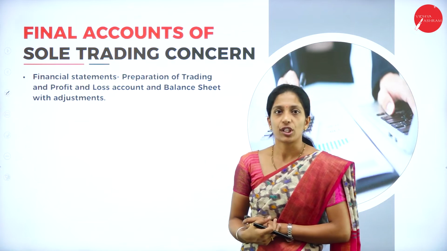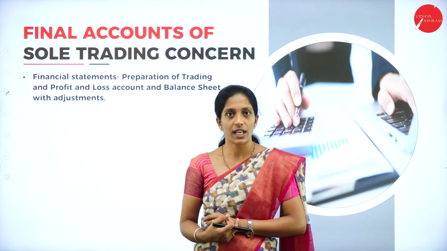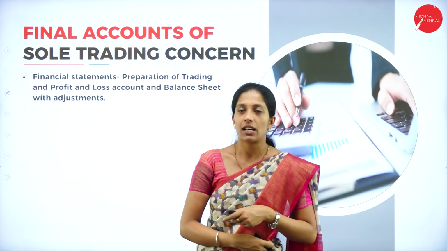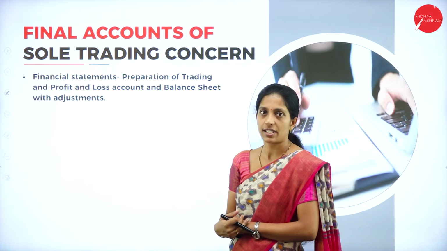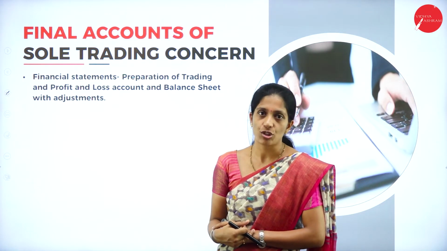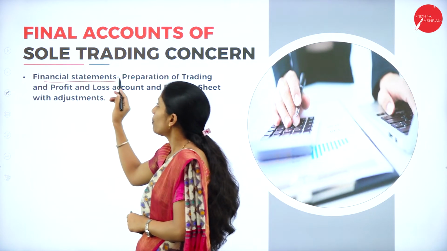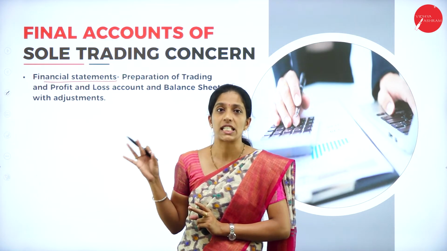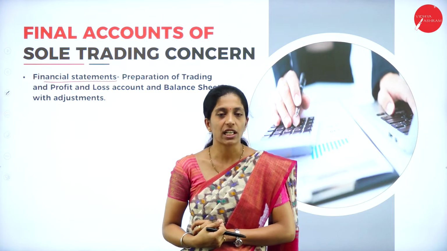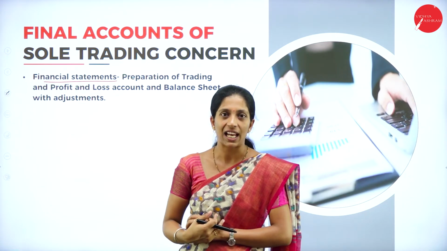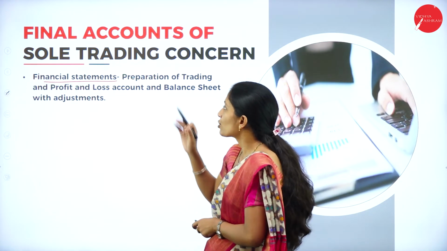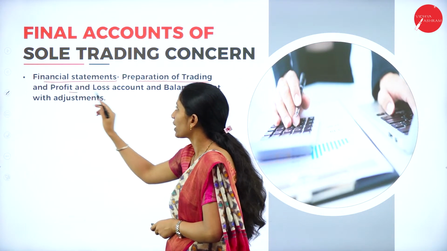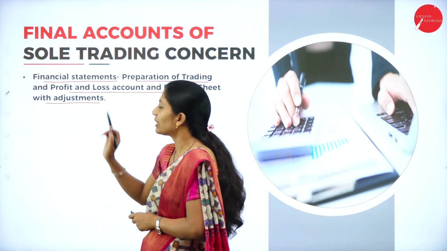Now coming to your fifth unit, you are familiar with this unit. If you are a commerce student, you have already learnt it in your PUC. That is final accounts of a sole trading concern, where you have to prepare the financial statements. So you might get a question for 15 marks, that is a problem on these financial statements where you have to prepare trading profit and loss account as well as balance sheet. So your concepts are financial statements, and preparation of trading profit and loss account and balance sheet with adjustments.